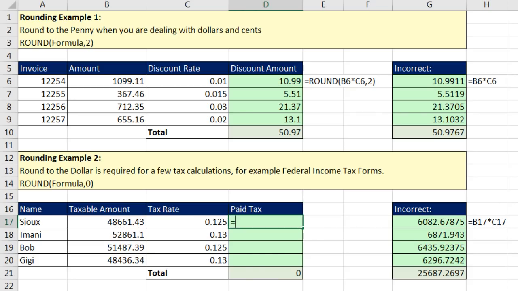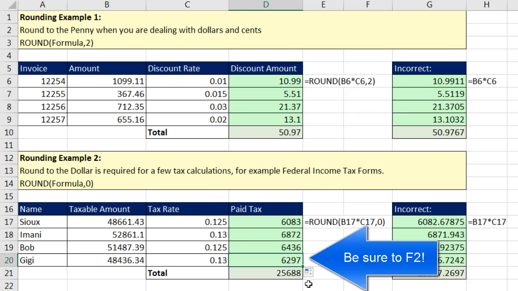So I'm going to use the ROUND function. For the number, we can put a formula: taxable amount times tax rate, comma. Now, for number of digits, here it is. Decimal 1, 2, go in the other direction: 2, 1, 0. So I'm typing a 0 there. That's what we use when we're rounding to the dollar. Close parentheses, and copy it down. Each individual amount is rounded properly to the dollar amount, and the total at the bottom is correct.